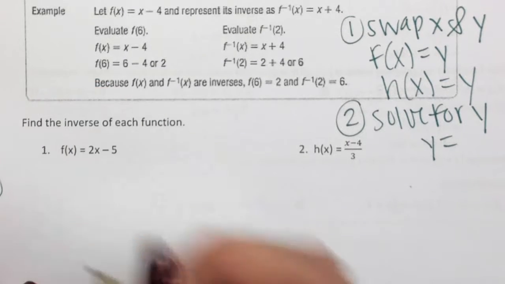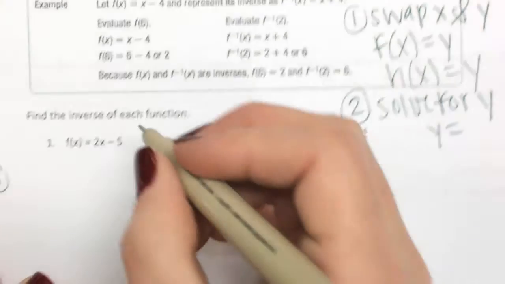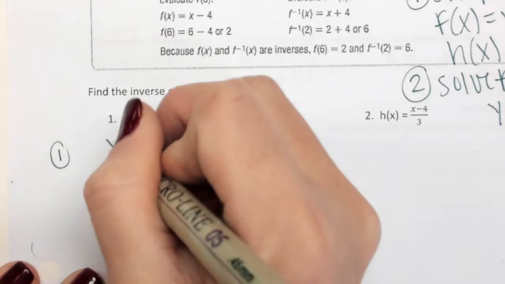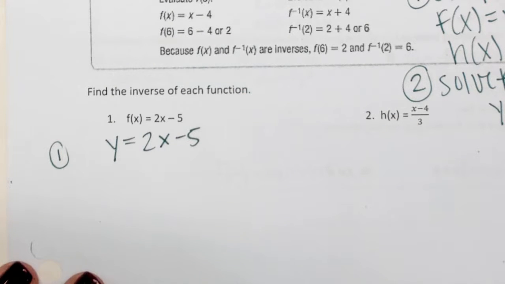So for the first step in this one, instead of writing f of x, I'm going to write y. It's just easier to deal with. So I'll rewrite it as y equals 2x minus 5. I'm just changing that f of x to y so nobody gets confused. Now we can swap x and y.